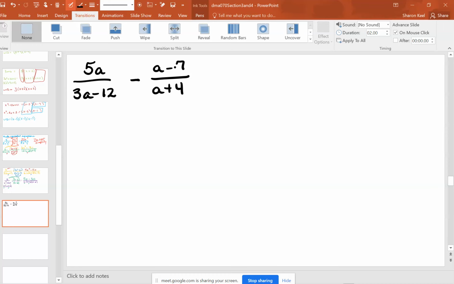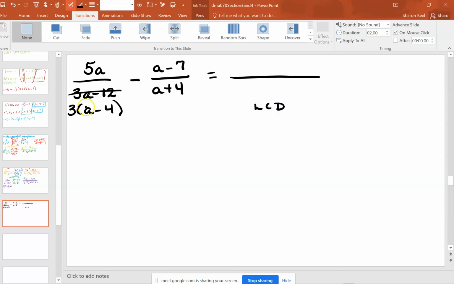If I were to want to combine these, now this is section 4. This is where we are going to add and subtract with different denominators. Since my denominators are different, the first thing I need to do, now this one can be factored, is write the factored answer. If I factor out a 3, I'm left with a minus 4. So I'm going to take that and factor it. I have to find my least common denominator.